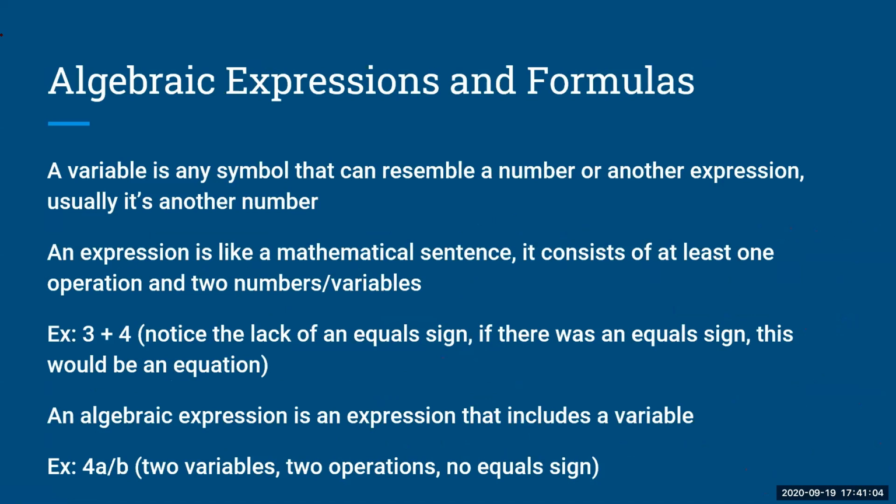Okay. Algebraic expressions and formulas. Oh, I didn't talk about formulas, huh? Okay, it's okay. A variable is any symbol that can represent a number or another expression. Usually it's another number. So X is a variable, Y is a variable, star, heart, this symbol, whatever this is, anything weird, that can all be variables as long as you rewrite it the same way.